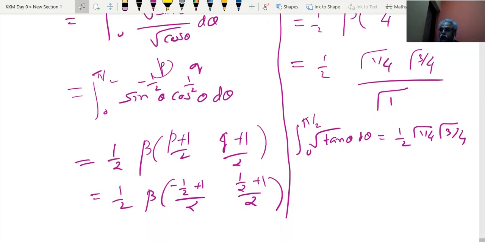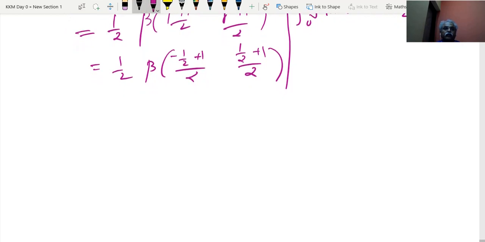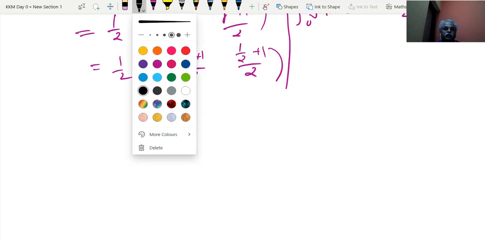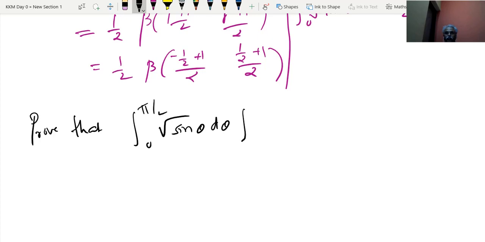Very, very similar question we find here now. Prove that integral 0 to pi by 2, root of sine theta d theta, into integral 0 to pi by 2, 1 upon root sine theta d theta, don't for God's sake cancel these two, equal to pi. Let us verify this.